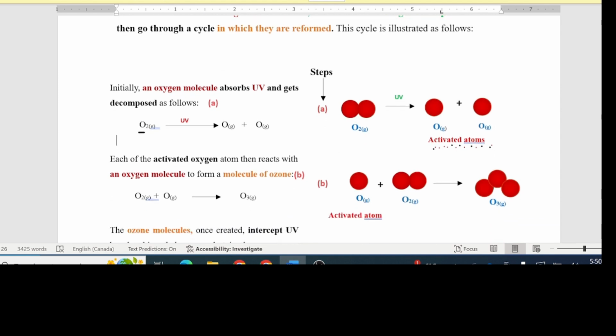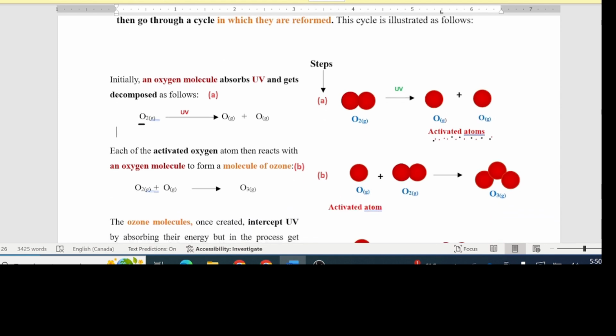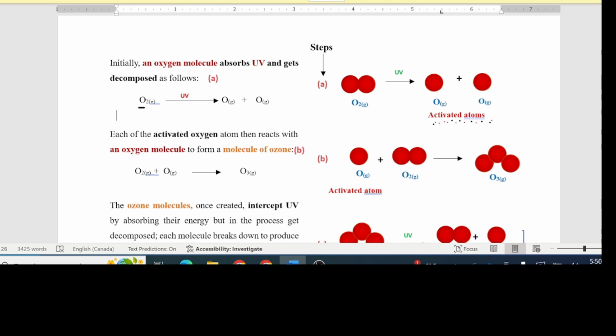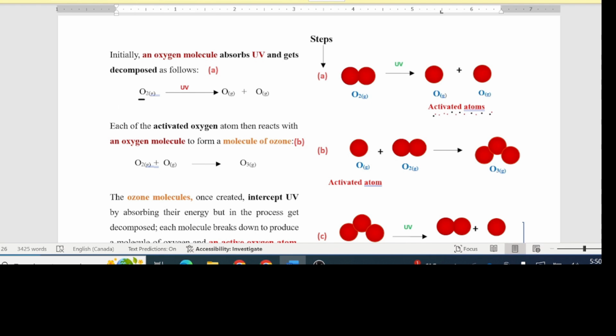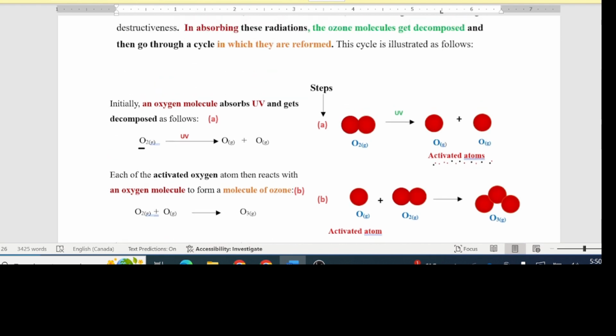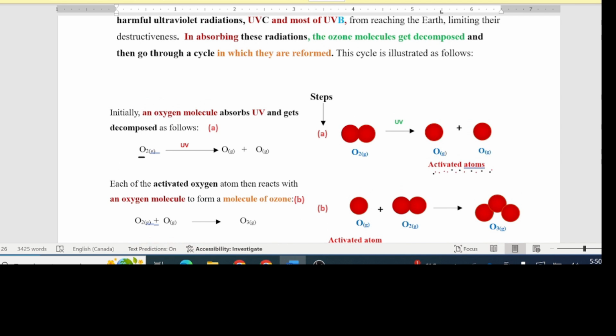So what we have on the left-hand side are chemical equations to show you how this cycle operates. And on the right-hand side, we have these space-filling models. So you can follow either of them. Initially, what it is saying here is that an oxygen molecule absorbs UV and gets decomposed as follows.